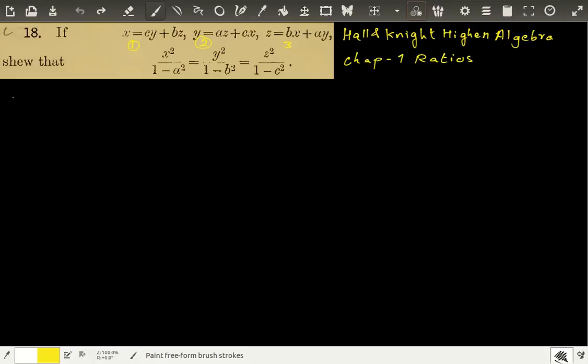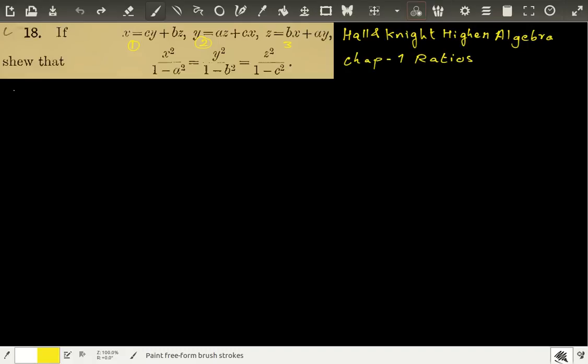Okay, so this is problem number 18 from Hall and Knight Higher Algebra, Chapter 1 Ratios. We have been given three equations: x is equal to cy plus bz, y is equal to az plus cx, z is equal to bx plus ay, and we have to prove that x square over 1 minus a square is equal to y square over 1 minus b square is equal to z square over 1 minus c square.